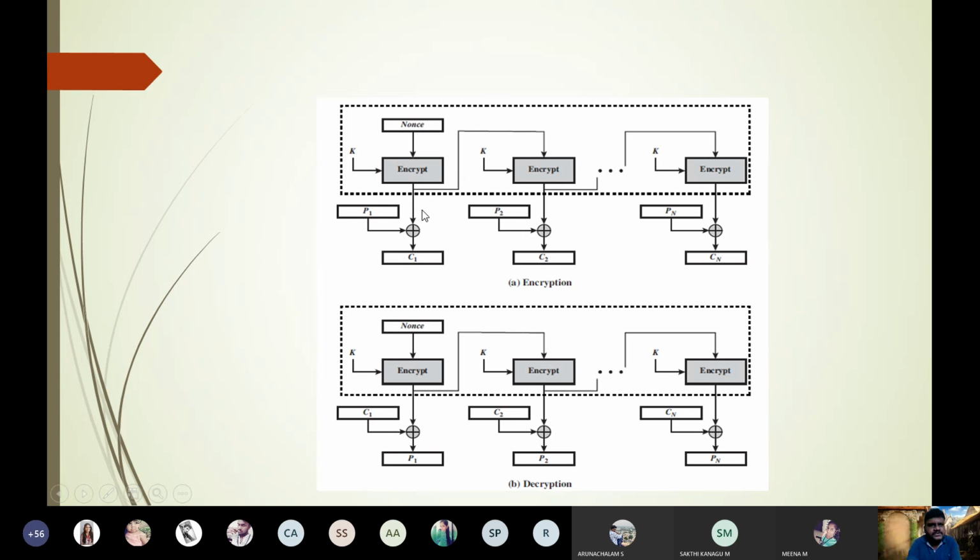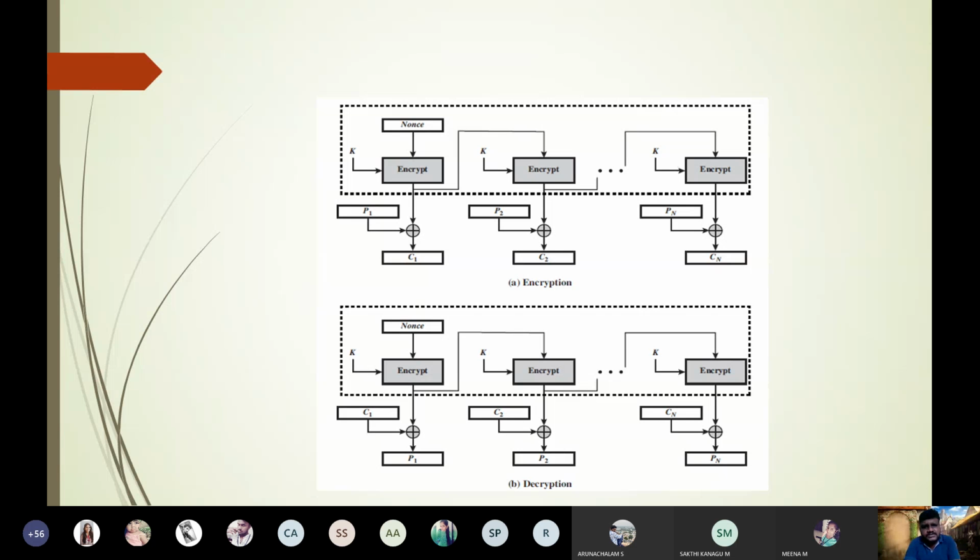Clear? So it will be different from the previous two, right? Here the nonce is a random number. I take that random data and it is encrypted using the key k. After encryption, it produces some output. With that output, I do the XOR function with plain text 1, so I get some cipher text here. The same process continues, right? So this is cipher feedback.